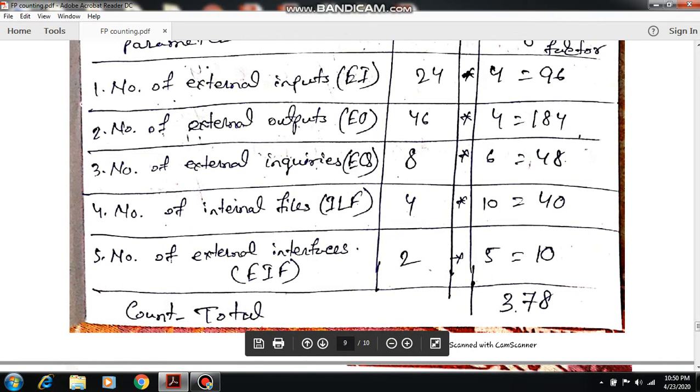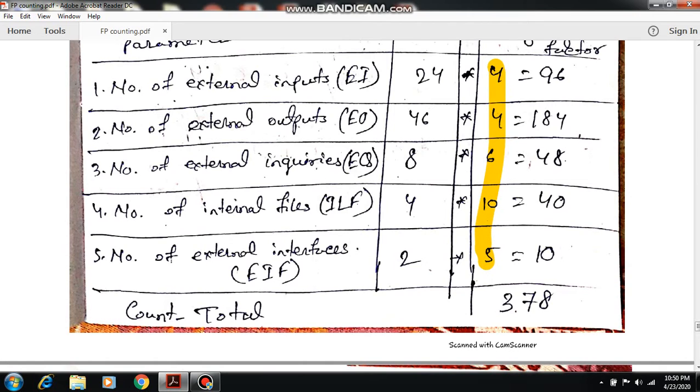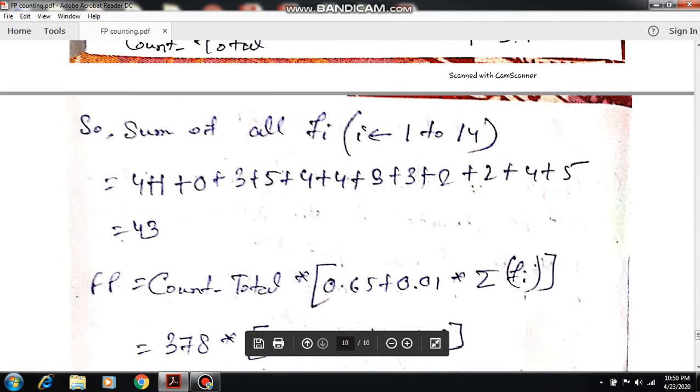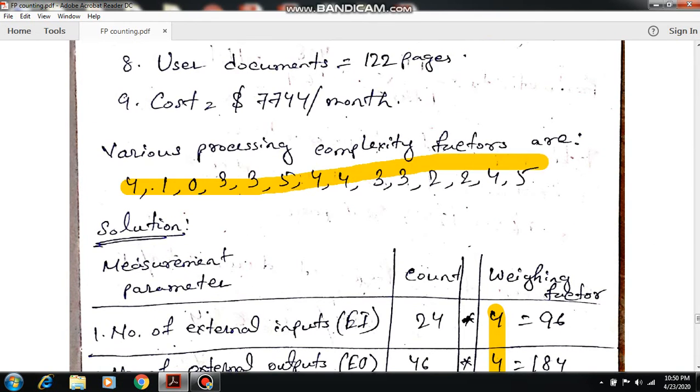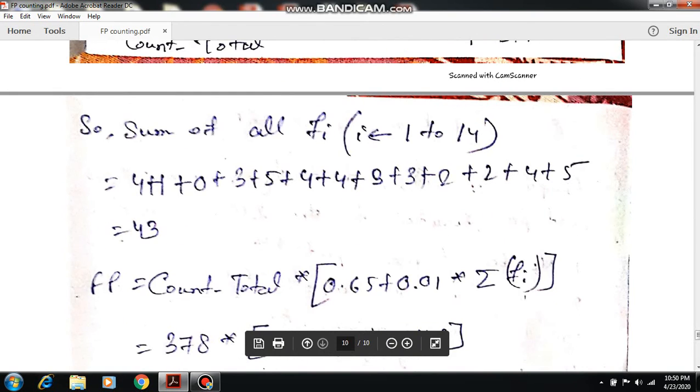So I think some values are different. So you just take, if you consider this is the average type of project, this value as per the average type of weighting factor. So here we made some mistake. So just calculate the value. We get the value 378. Now the sum of all Fi, where i varies from 1 to 14. So we are calculating the value based on the values given, and we get 43.